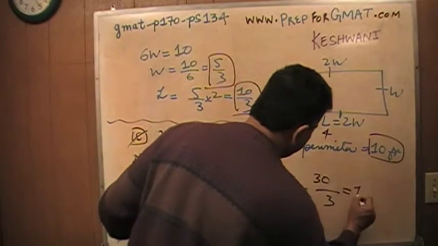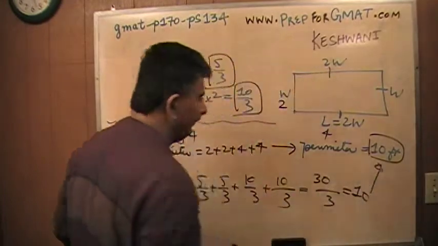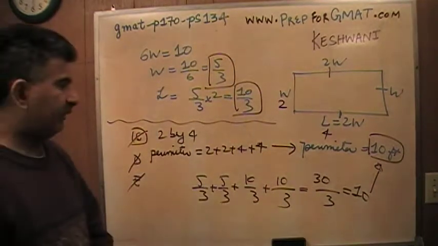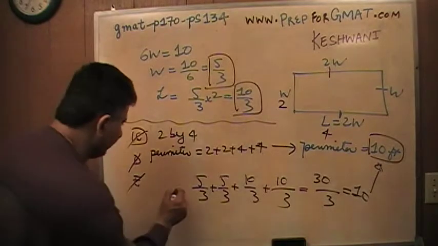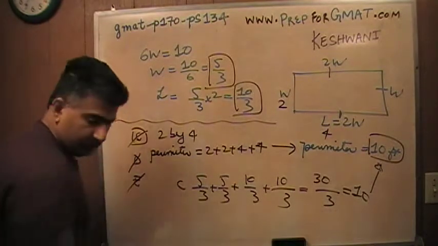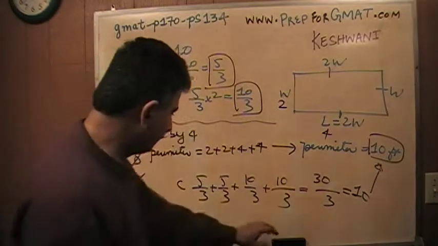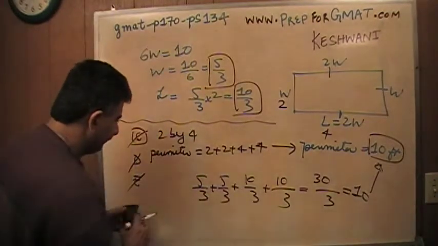30 divided by 3 is 10. It agrees with what the problem tells me. The problem tells me that the perimeter is 10 feet, and this gives me 10 feet. This was answer choice B, I believe. Yes, because that's all it is.